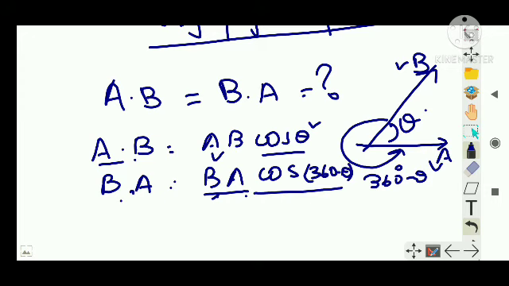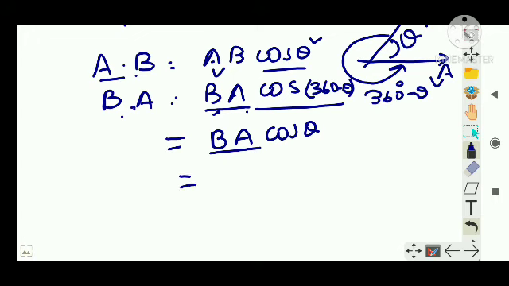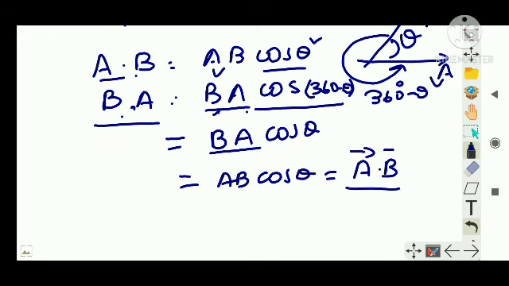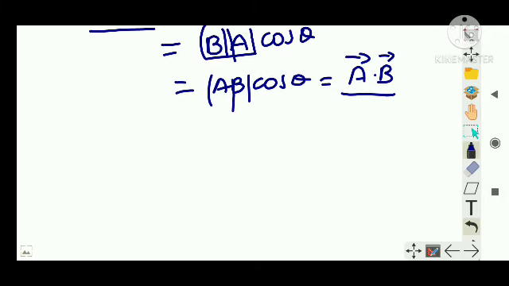So what is cos of 360 minus theta? It is cos theta itself. So b dot a is ba cos theta. Now, this ba I can write as ab, because it is just multiplication. So it is ab cos theta, and ab cos theta is a dot b. So I can say b dot a is equal to a dot b. These are all vectors, don't forget, and this is magnitude. Clear?